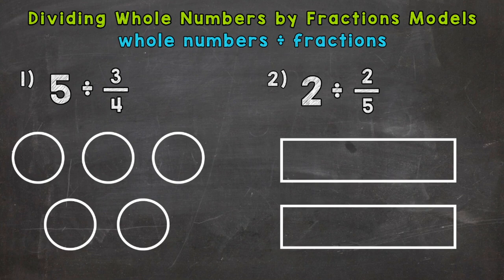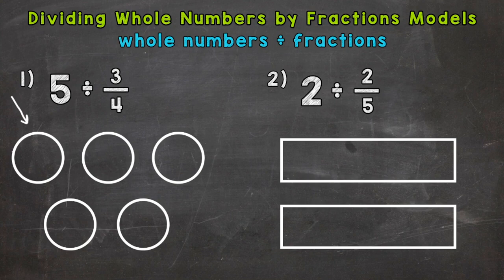So in this problem, we're taking 5 wholes and splitting it into groups of 3/4 and seeing how many groups of 3/4 we can make out of those 5 wholes. So we need to start with the 5 wholes. And I used circles to represent that. Now you can use any shape to represent a whole. I generally use circles, squares, or rectangles. I find those to be the easiest to work with.